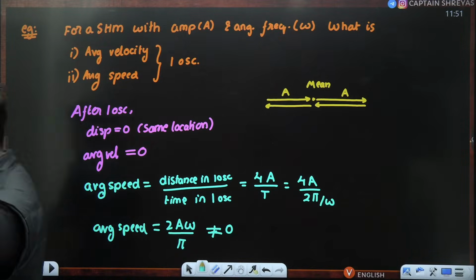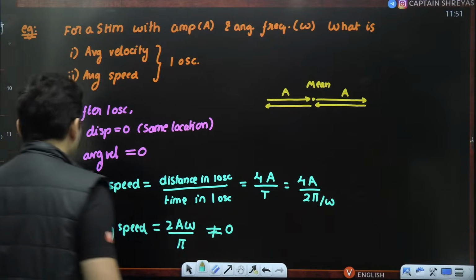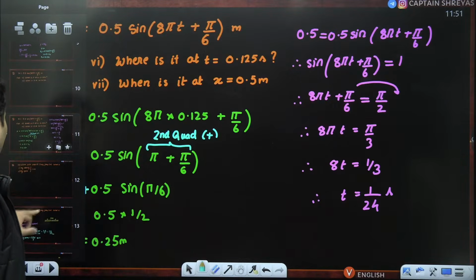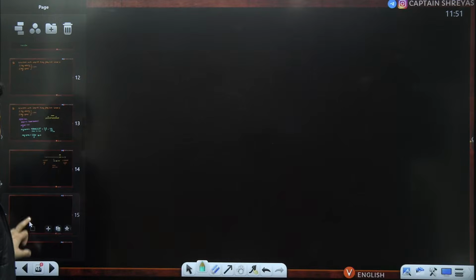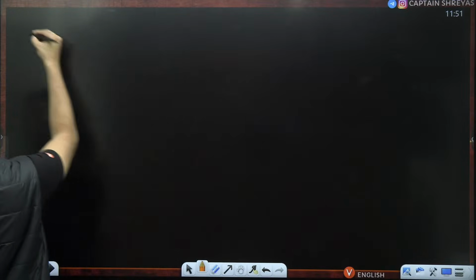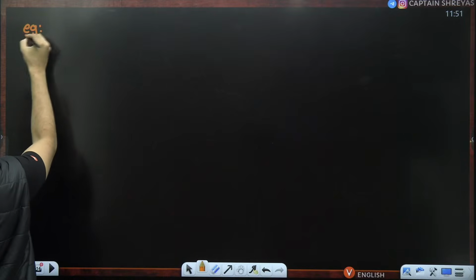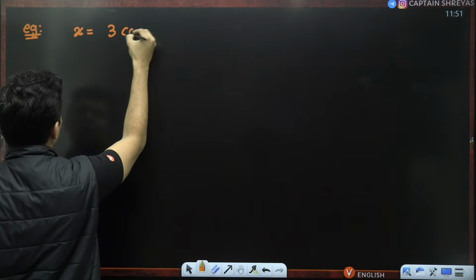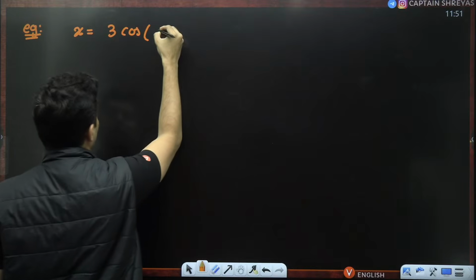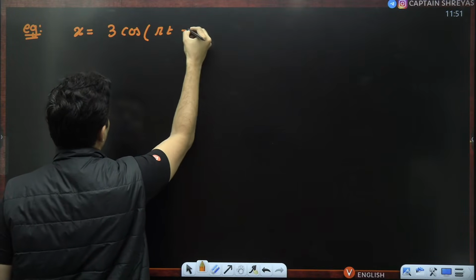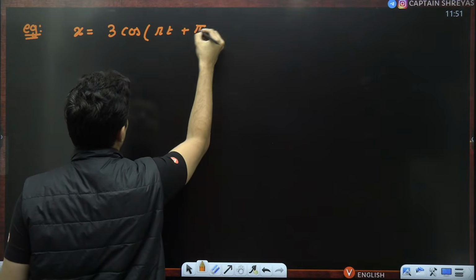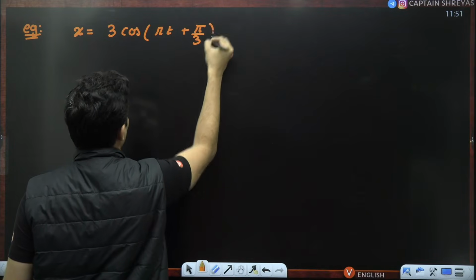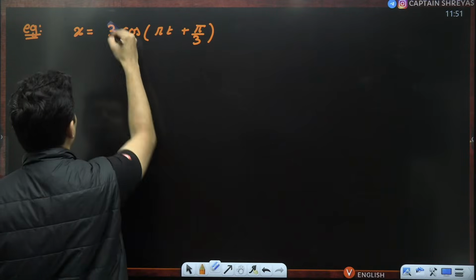Perfect. Awesomeness. So these are some of the questions which you can get on this. We'll do one more question, but that will involve cos, so that you are habituated. No matter what, I can do it. Let's say x is equal to 3 cos pi t plus pi by 3 over here. Okay, let me make this 6.